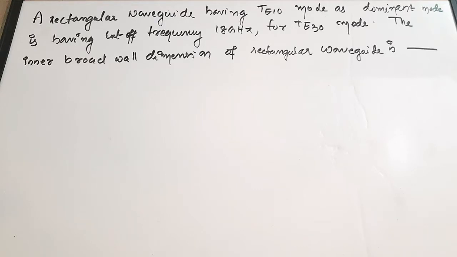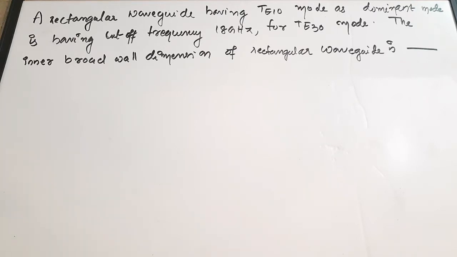The next question that we are going to attempt today is this: a rectangular waveguide having TE10 mode as dominant mode. See here, it is specifically given that TE10 is the dominant mode. So this is the theory question. TE10 is the dominant mode for a rectangular waveguide. It is having a cutoff frequency of 18 gigahertz for TE30 mode, which is another mode. The inner broad wall dimension of the rectangular waveguide is dash. So you need to find the inner broad wall dimension.